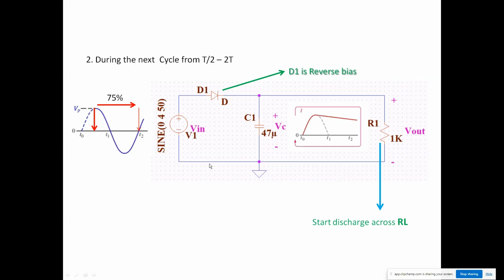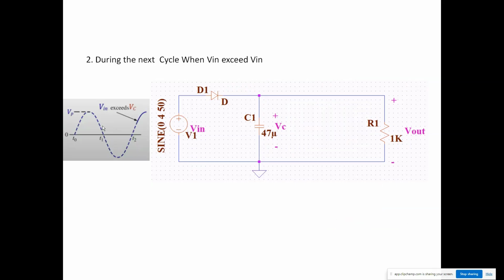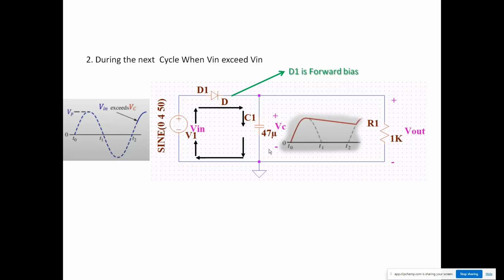This process will continue as long as the input voltage is smaller than the output voltage. That means the voltage at the anode is lesser than the voltage at the cathode. During the next cycle, when Vin exceeds Vc, the diode D1 becomes forward biased and starts conducting, and the capacitor C1 will start charging in this direction. This process will repeat and continue for the rest of the period.